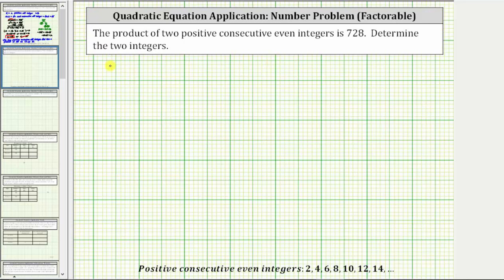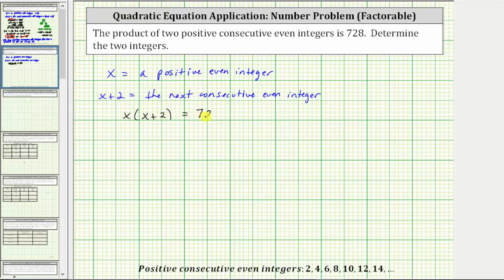So for our problem, let's let the variable x equal a positive even integer. And now we can let the expression x plus 2 equal the next consecutive even integer. From here, because we know the product of the two positive consecutive even integers is 728, to determine the two integers, we need to solve the equation x times the quantity x plus 2 equals 728.